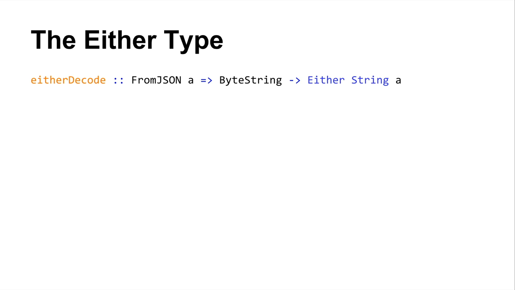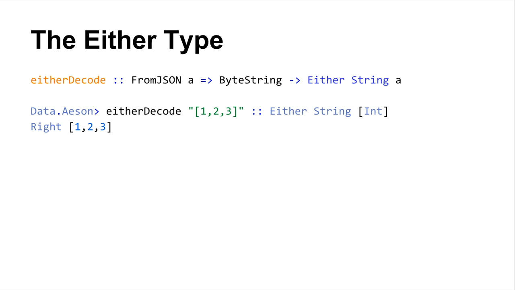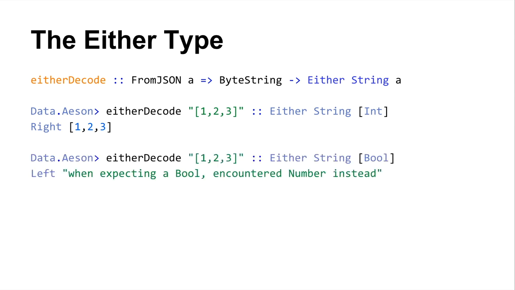Either type you're also familiar with. Either decode is a function in Aeson. It's going to allow us to go from a value of type byte string to Either string A, where A is a type that instantiates FromJSON. So this allows you to decode a byte string into some type. For instance, you apply Either decode to some string with 1, 2, 3 in there, and you say try to decode this to a list of integers, and you're successful, so you get back the Right constructor with the list 1, 2, 3 as your value.